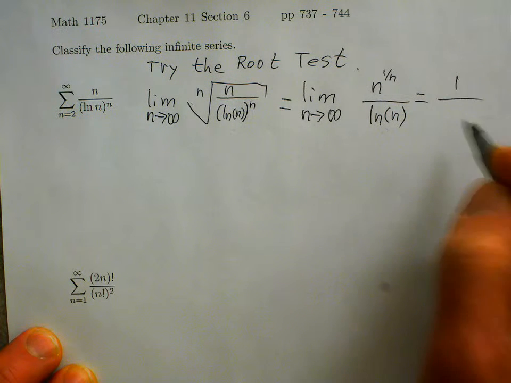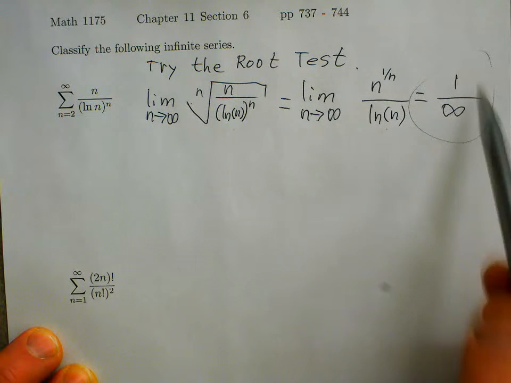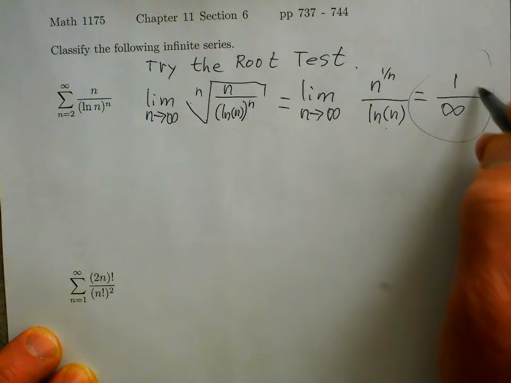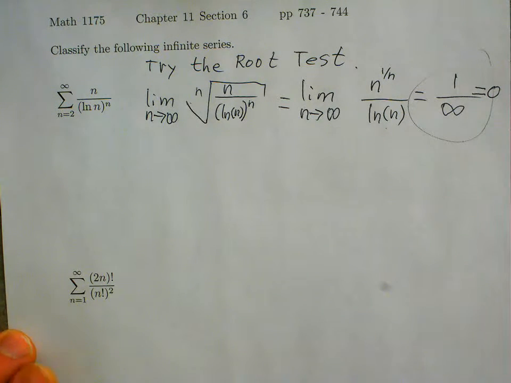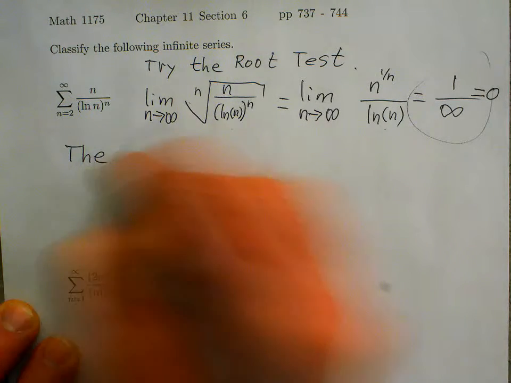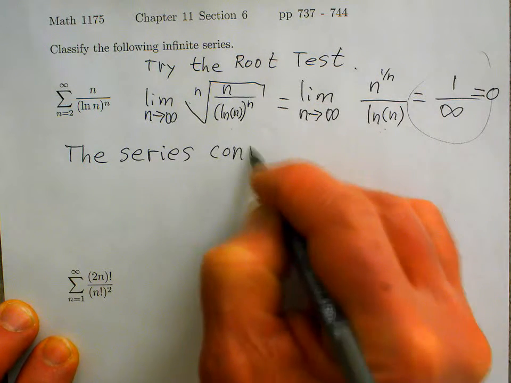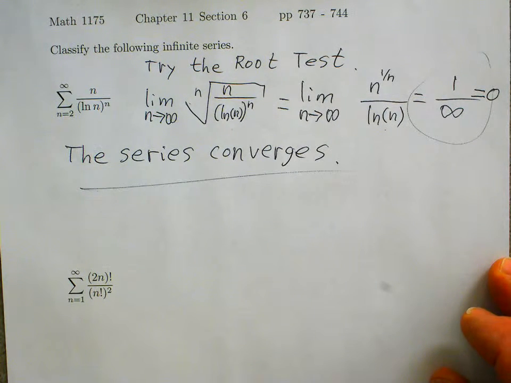So 1 over infinity is really a very informal thing to write, but we say that the limit is 0. So the limit is 0. Well, 0 is less than 1. So by the root test, the series converges. Okay. Let's try the next one.